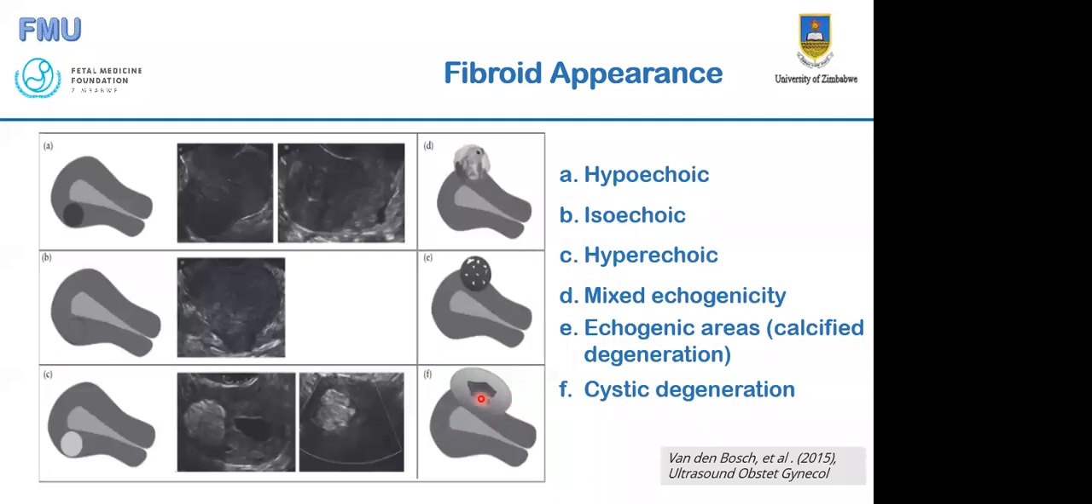Then we could have red degeneration. Red degeneration is common in pregnancy, where the center liquefies due to necrosis, because the fibroid will enlarge and outgrow the blood supply. That's what we call cystic degeneration. We normally label it red degeneration. This is very common in pregnancy and is associated with severe pain. Women who go through pain from fibroids in pregnancy really feel it.